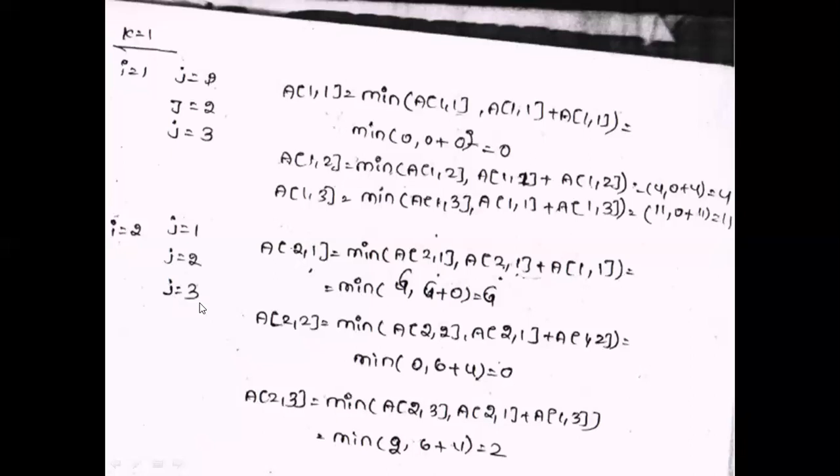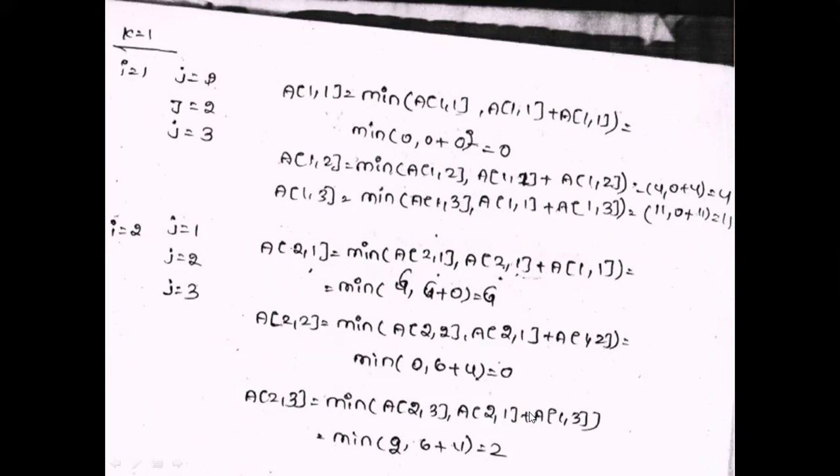For i equal to 2, j equal to 3, that is A of 2 comma 3: A of 2 comma 3 equals the minimum of A of 2 comma 3, comma, A of 2 comma 1 plus A of 1 comma 3. The main concept is that you are finding the shortest path to go through vertex 1, using A of 2 comma 1 and A of 1 comma 3, so we are finding the shortest path.